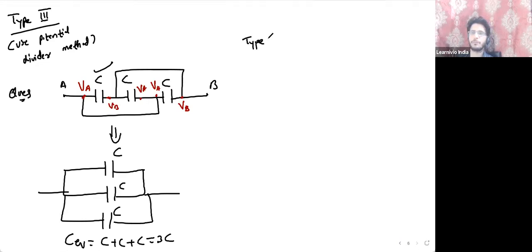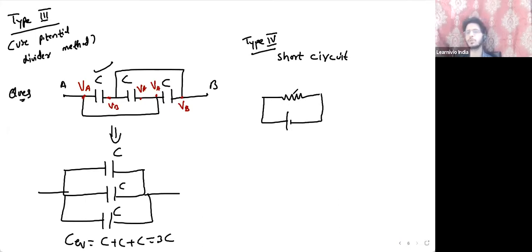Next, you have type 4 circuit. In type 4 circuit, you will use the concept of short circuit. See, first see what we mean by short circuit. Like if I take a resistor, I can even take a capacitor. I connect this resistor through the cell. Assume this resistor as a bulb. You connect it through the cell, so bulb will glow because current will pass through the bulb.